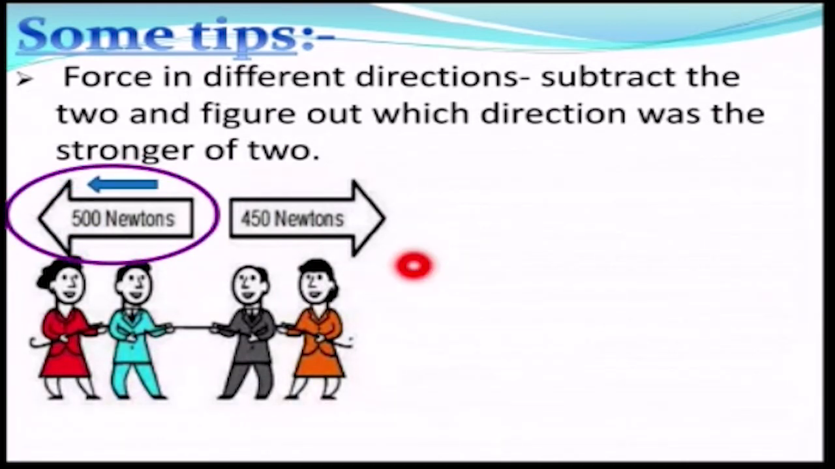Here we can see two teams in opposite directions, and different amounts of force are being applied. In this direction 500 newtons of force are being applied, and in this direction 450 newtons of force are being applied, right? So here we need to subtract these two forces. 500 newtons minus 450 newtons is equal to 50 newtons. So 50 newtons more force is being applied in this direction, because more force is being applied here, right?